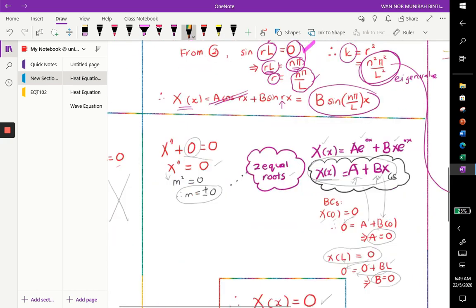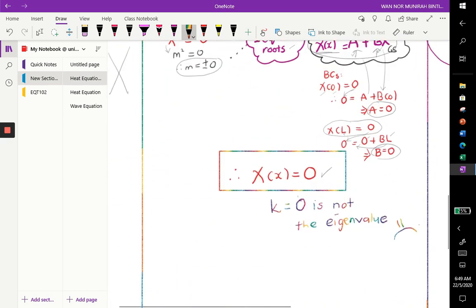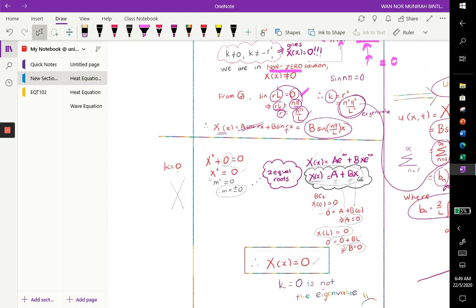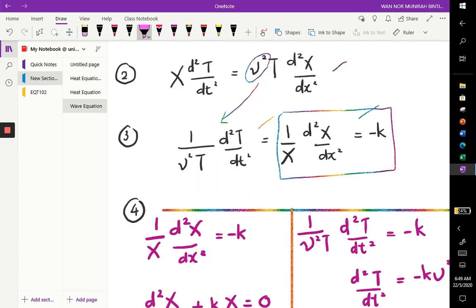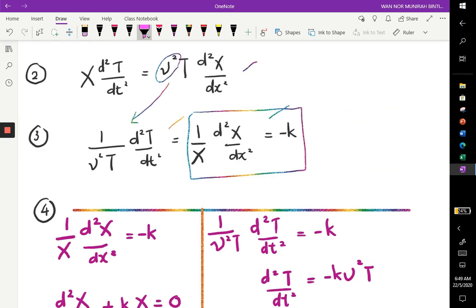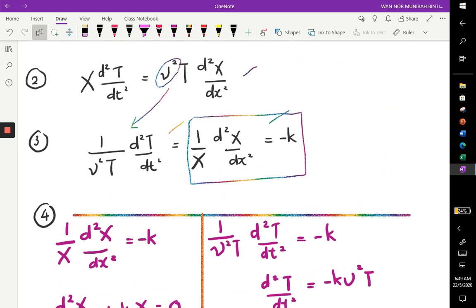The solution is this one. Look at the solution. Okay, so the solution is this one. This is our solution. Okay, B sine n pi x over L. When we have the u of the heat equation, we have this one. No, we don't want to consider this one. So the solution of x is this one, B sine n pi x over L. So we know that we will get the same solution here.